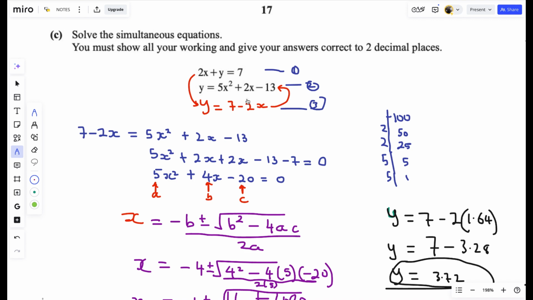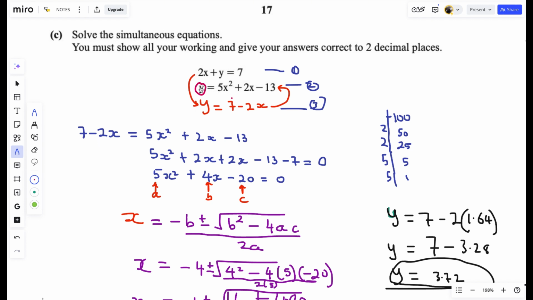Why did I do that? So that I can substitute it into equation 2. Because equation 3 is y equal to this. If I make y the subject, I'll be able to replace this y with 7 minus 2x. So you say substitute equation 3 into equation 2. So that's what we do here.